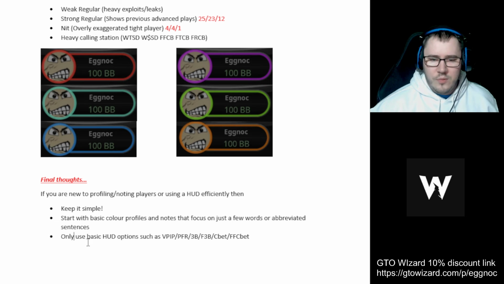And then finally, only use basic HUD options or pieces of information, such as the VPIP, so how many hands they're playing, their PFR, how many hands they're raising, how many hands they're re-raising, their 3-betting, and also folding to 3-bet percentage is quite important, and then just general flop c-bet, and then finally folding to a flop c-bet. You can obviously add and take away whatever you want, but these are the basic default sort of pieces of information for you.